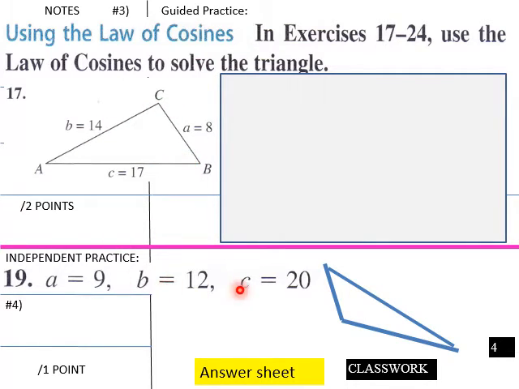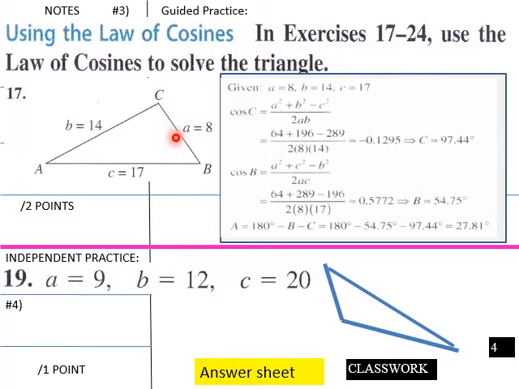And then down here, I provided this sketch to help you visualize. Up here, we have the side lengths of this triangle. So we're going to use the law of cosines to solve this triangle, meaning to find the angle measures of our triangle. And here are our law of cosines calculations with these side lengths.